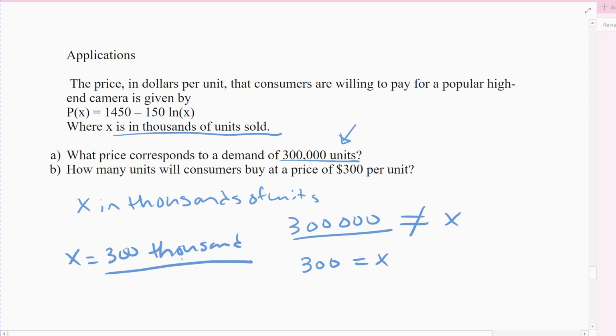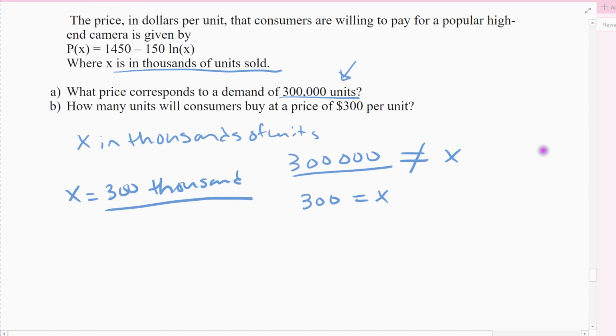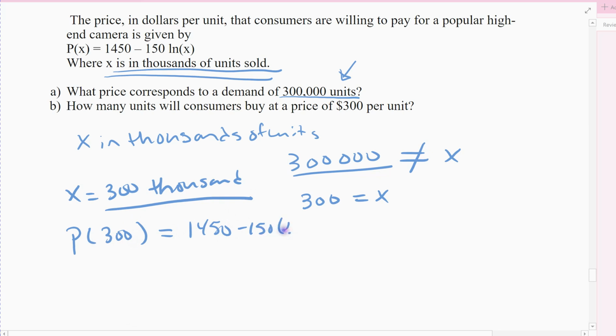The book does this, and again, this is a problem I took from the book. I might have changed the numbers a little bit, but you have to be aware of this in the problems in the textbook and on MyLab. So be wary of units, and don't plug 300,000 in. You plug 300 in because 300 represents 300,000, and I'll probably round to the penny, so the price comes out to $594.43. Alright, so that's part A.